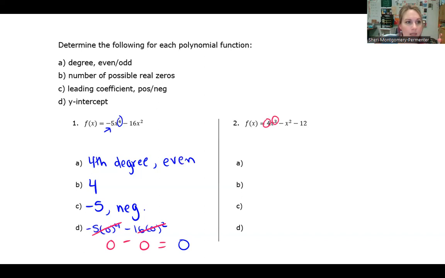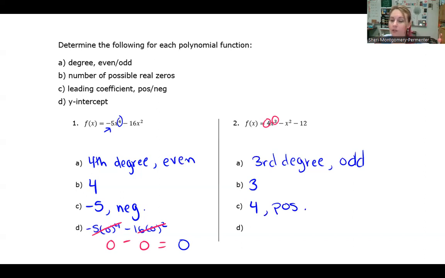I heard Lenina say we are a third degree. That is correct. Very good. Third degree, and 3 is an odd number. So for part B, the number of possible real zeros. Very good. And then what about the leading coefficient? It's a 4. Is that positive?